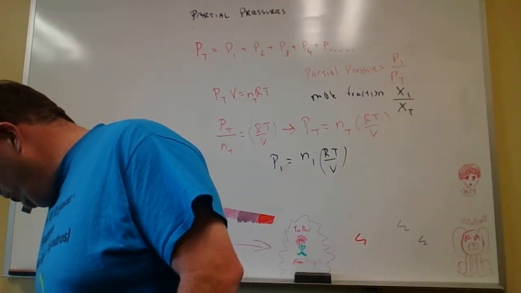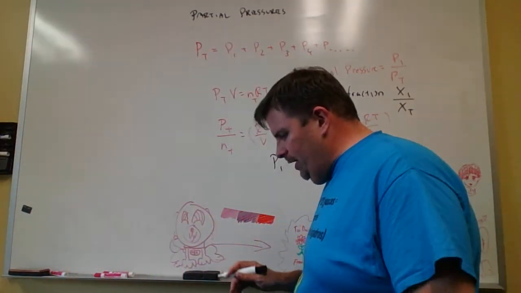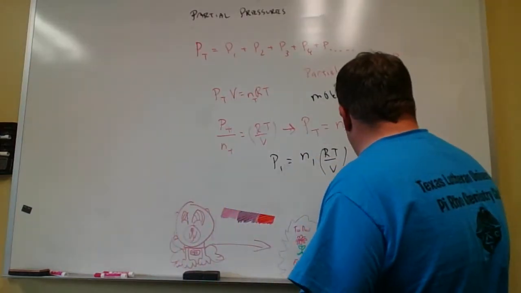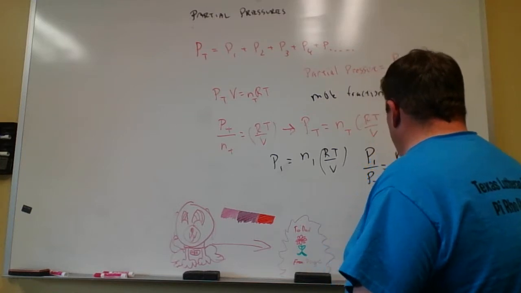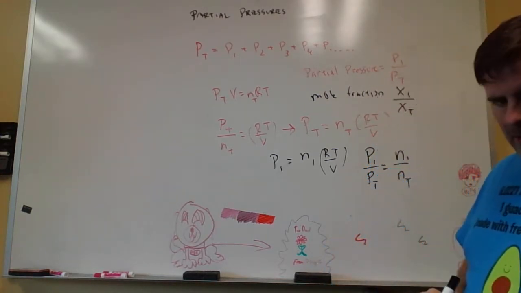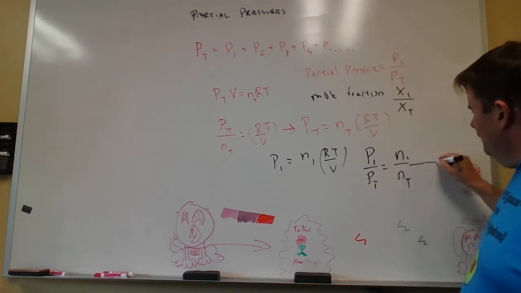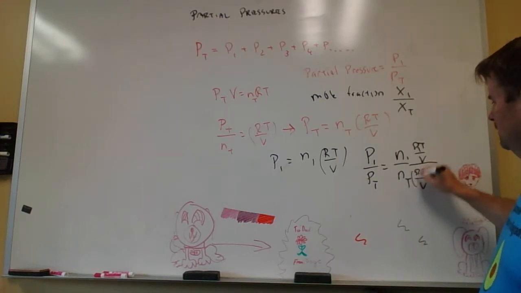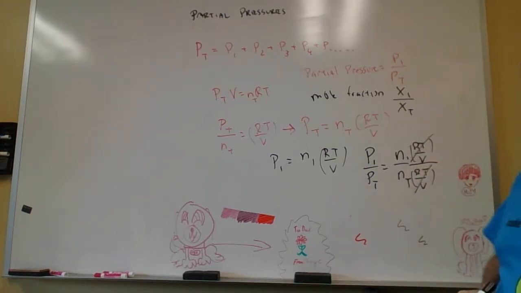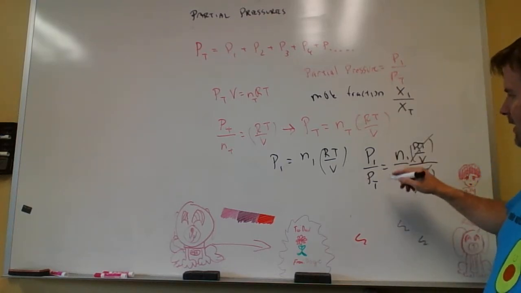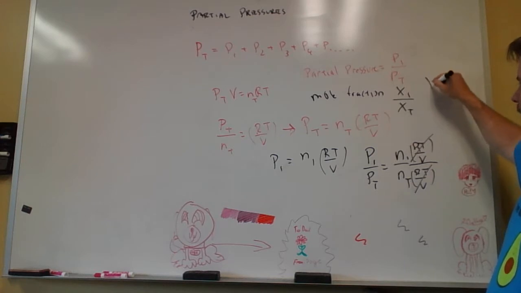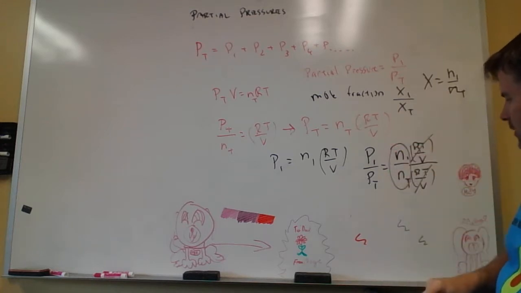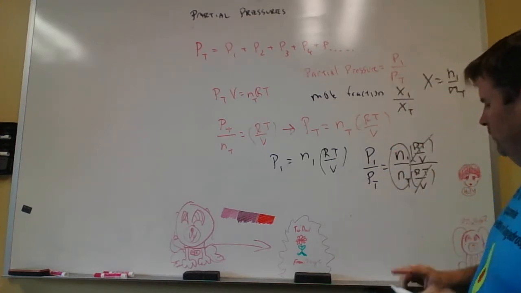All right? Another way of looking at this is to say that P1 over PT is going to be equal to N1 over NT. Okay? Why? How do we get there? Well, if I do RT over V on both sides, both of those cancel out. Yeah? And if I say that my mole fraction, X, is equal to N1 over NT, then I can take this entire term and reduce it to something that's a little bit more relatable.